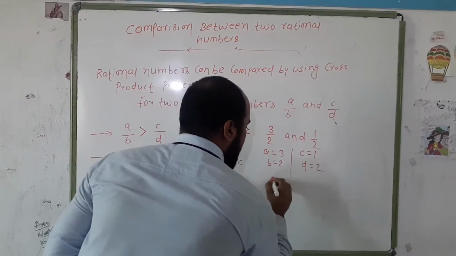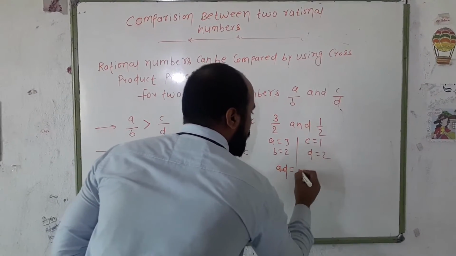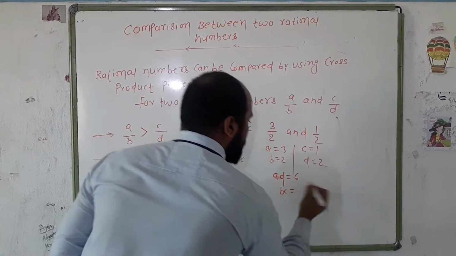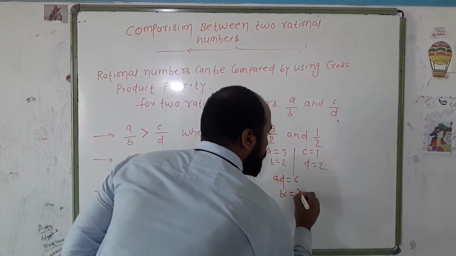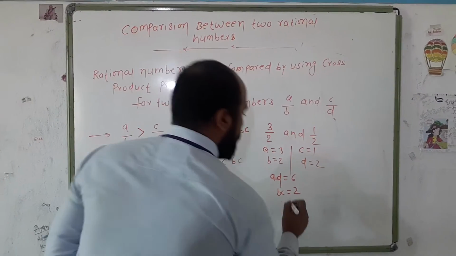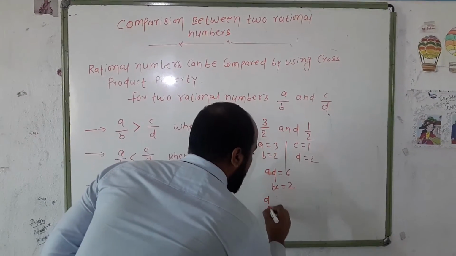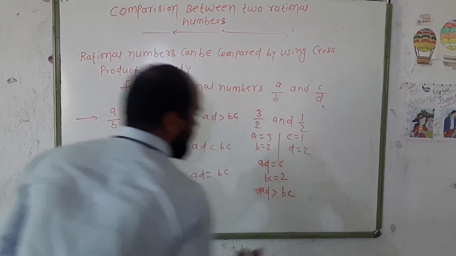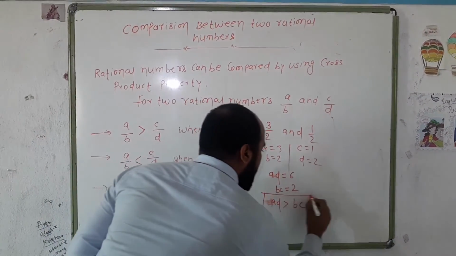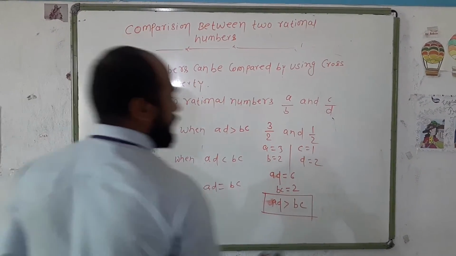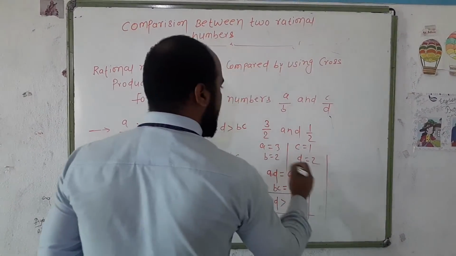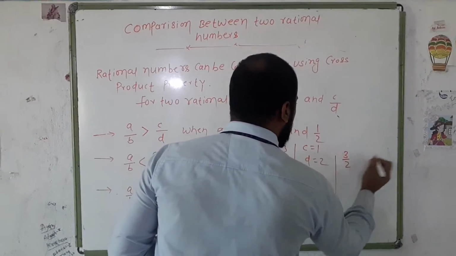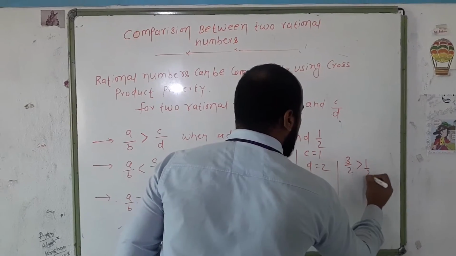So what is the value of ad? ad is equal to 6, and bc is equal to 2. So the value of ad is greater than bc. Then you can say 3/2 is greater than 1/2.